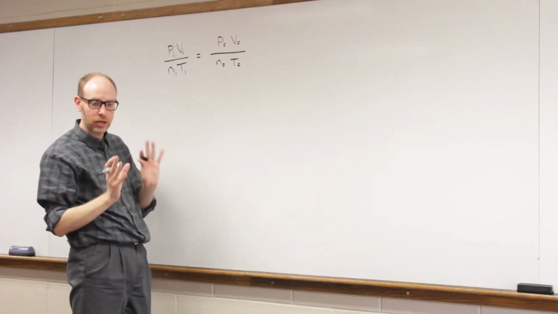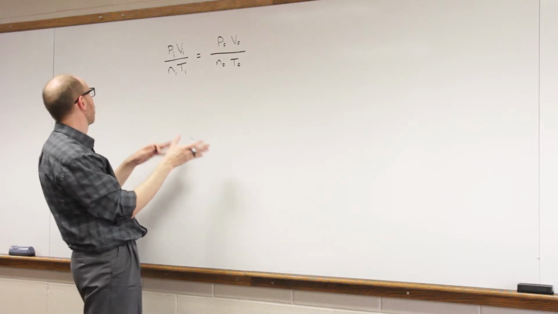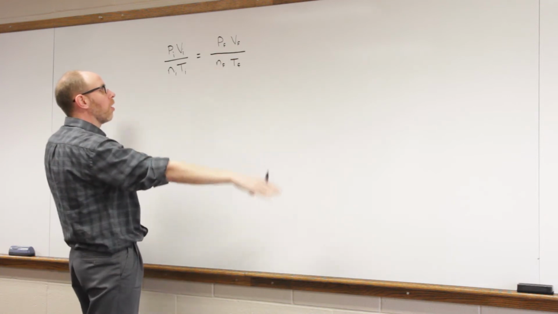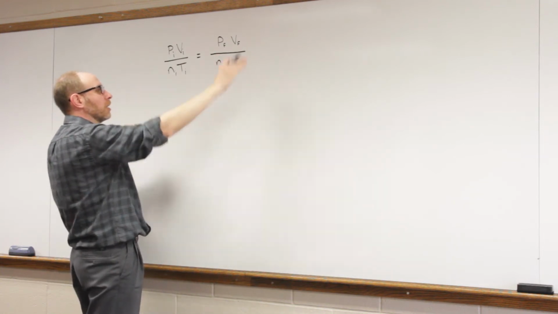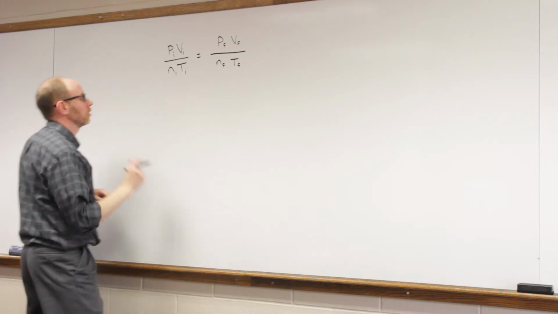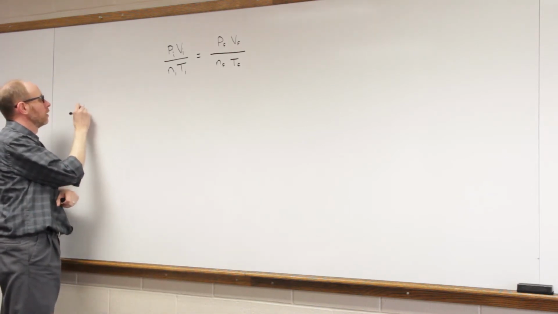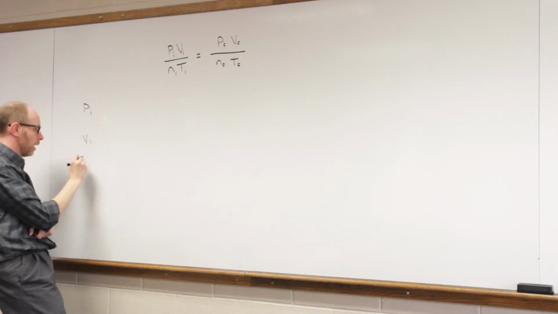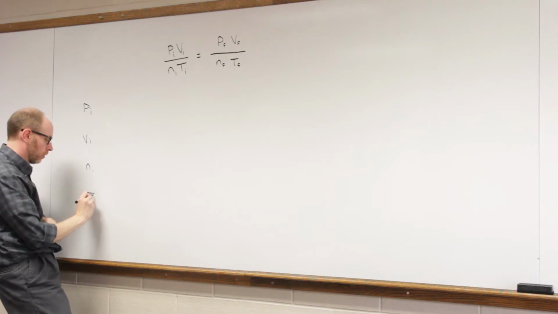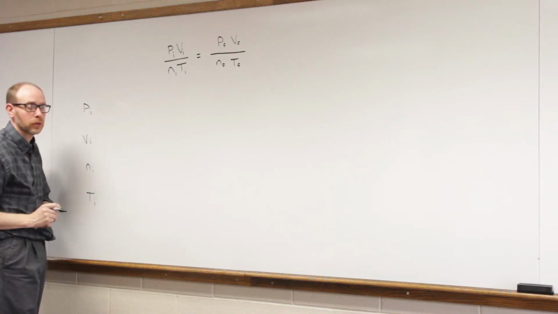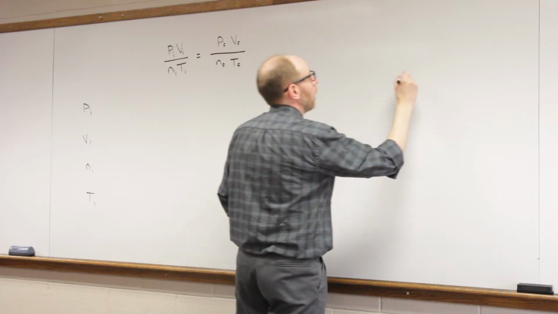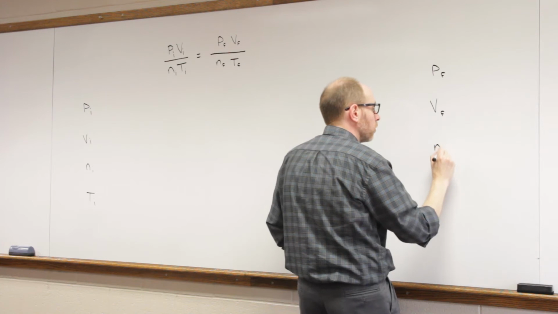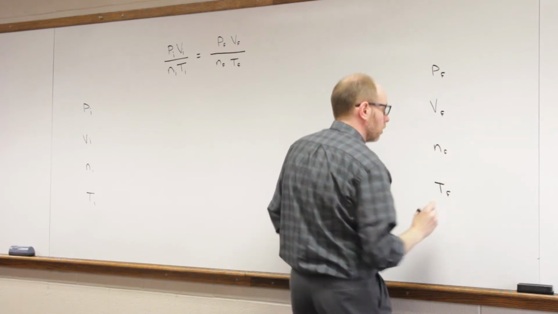In this case, the way that I normally do the problem is I will write out my set of initial conditions and my set of final conditions, one on each side. So I write the expression like this, and I'll put the values on each side of that particular equation. So what I mean is I'm going to have an initial pressure, an initial volume, an initial number of moles, an initial temperature. Okay? Then I'm also going to have a final pressure, a final volume, a final number of moles, and a final temperature.